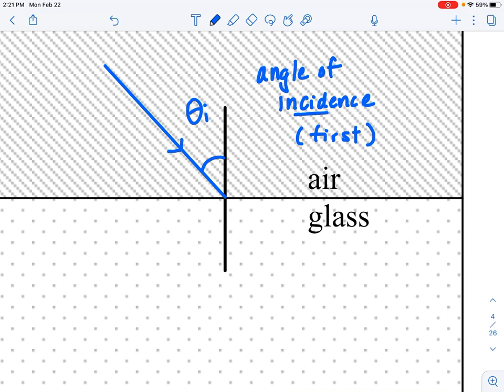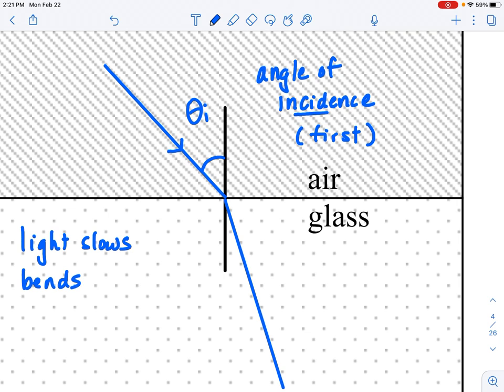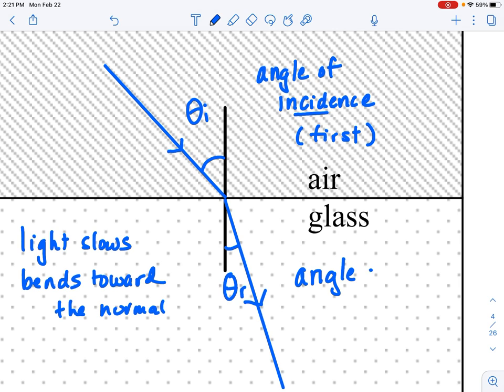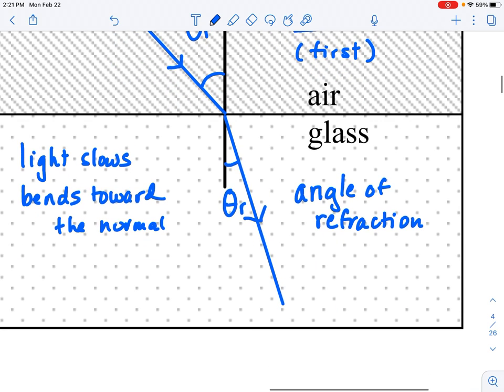Not that much, though. That needs to be a straight ray. The light will bend toward the normal line. So when the light slows, it bends toward the normal. And this angle is the angle of refraction. Okay, refraction means bending, literally.